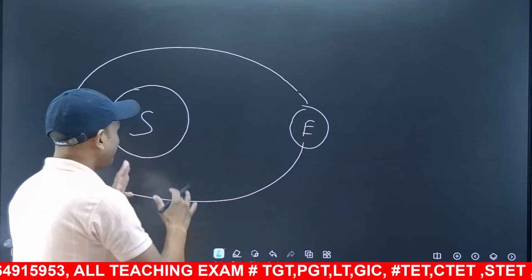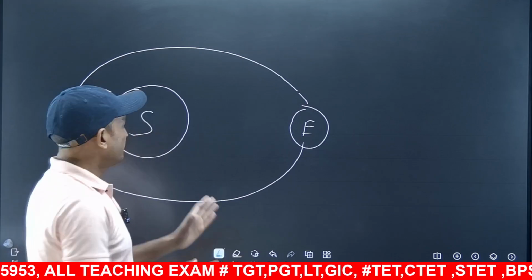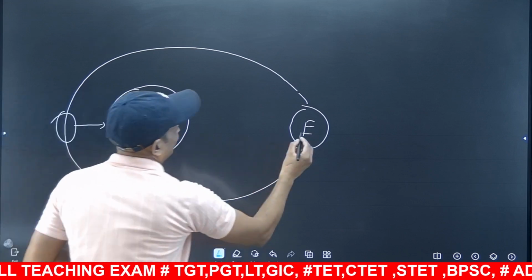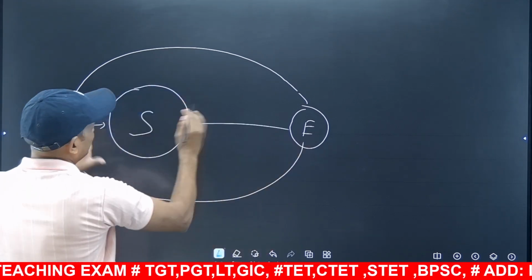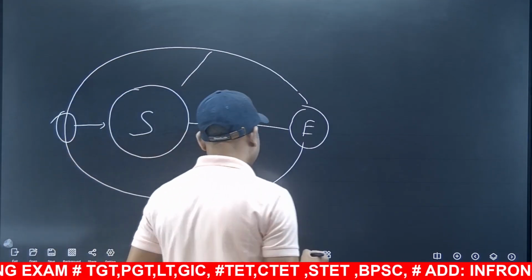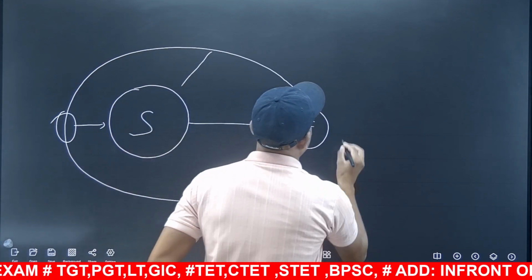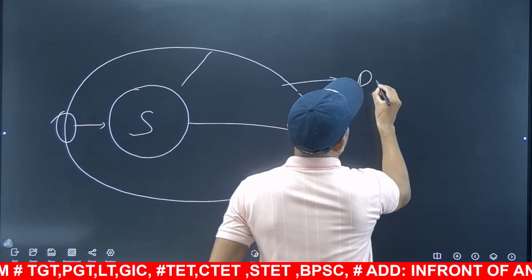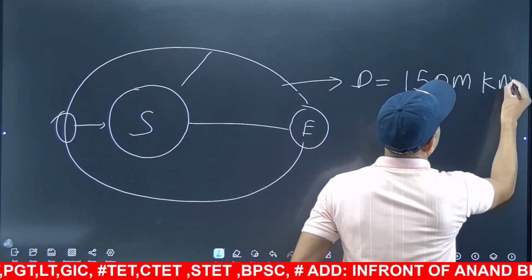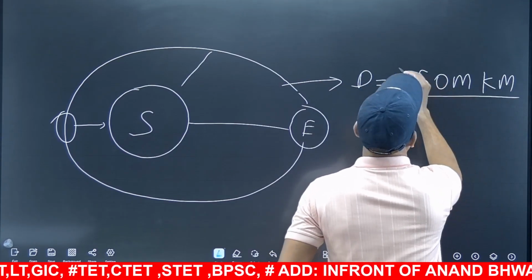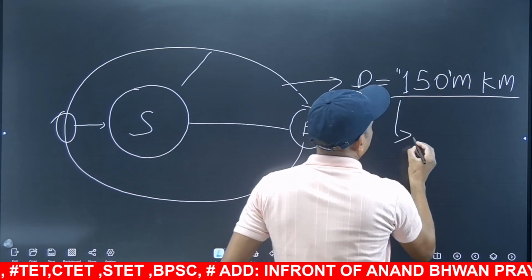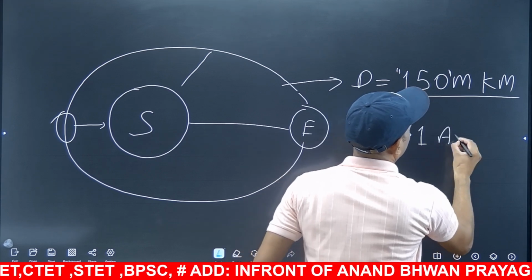But if we talk about the average distance between the sun and the Earth, meaning not exactly if the Earth is here and not exactly if Earth is farthest, any middle kind of distance between the Earth and the sun, then this distance is around 150 million kilometers. That distance is also known as 1 astronomical unit.